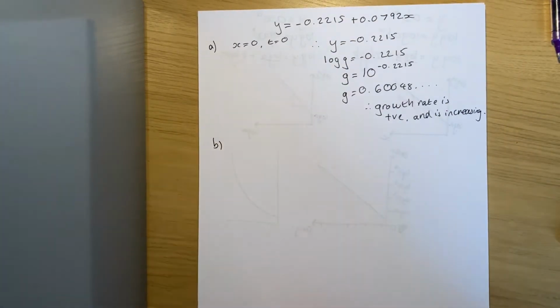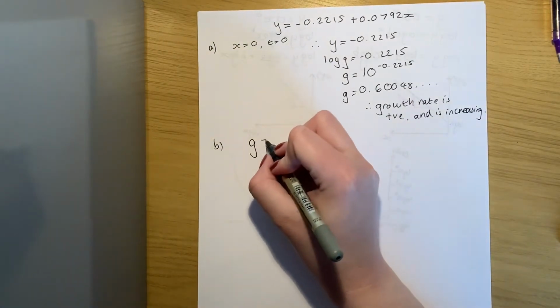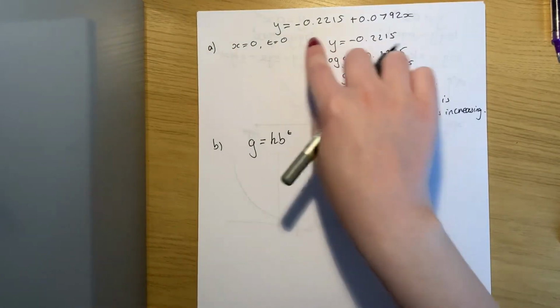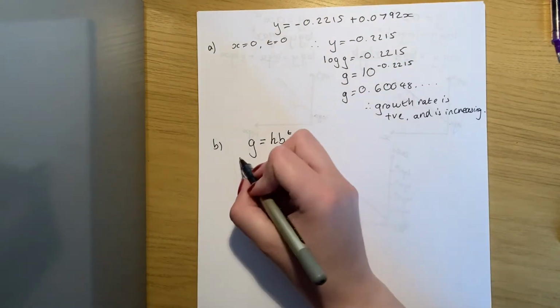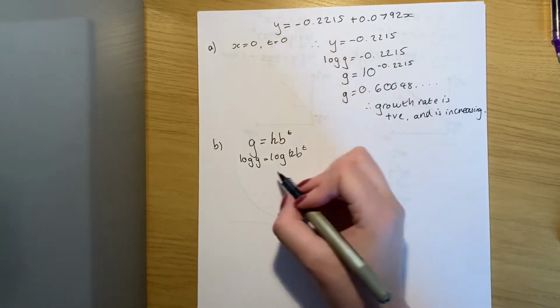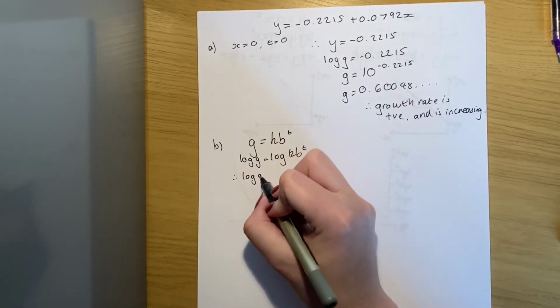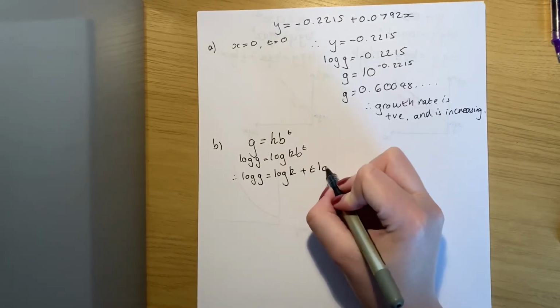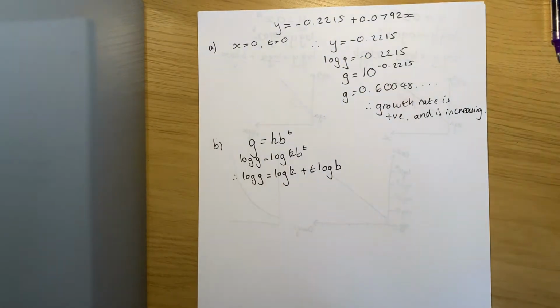Okay, part B. Given that the data can be modelled by an equation in the form g equals k b to the power of t, where k and b are constants, find the values of k and b. So I know it can be written in this form, so I now need to translate this into the form that I have got so that I can compare the values. So log g equals log of k b to the power of t. So therefore log g is equal to log k plus t log b.